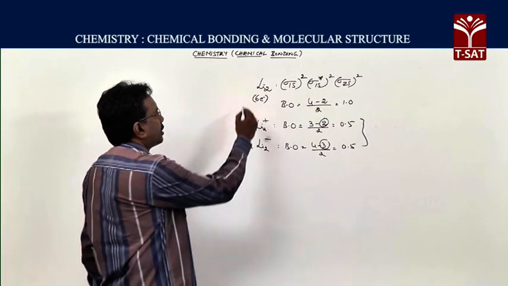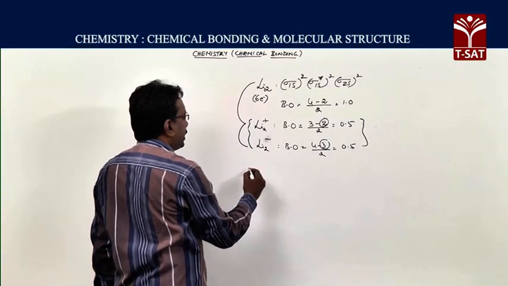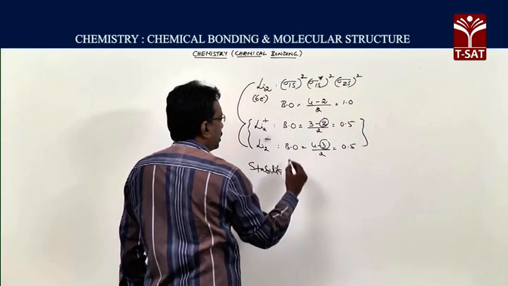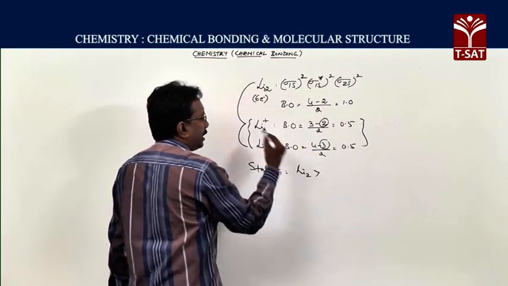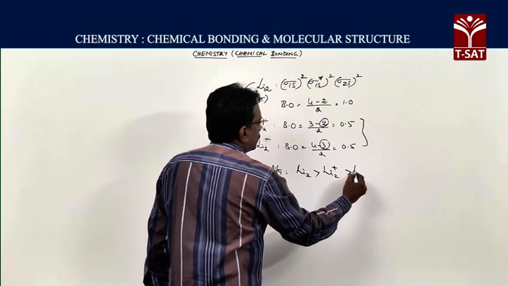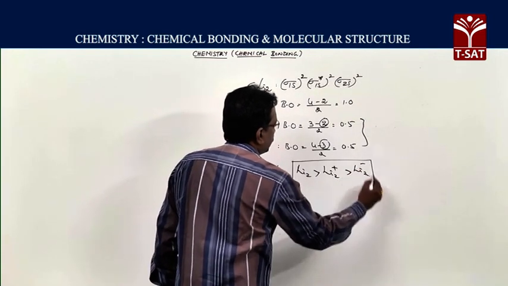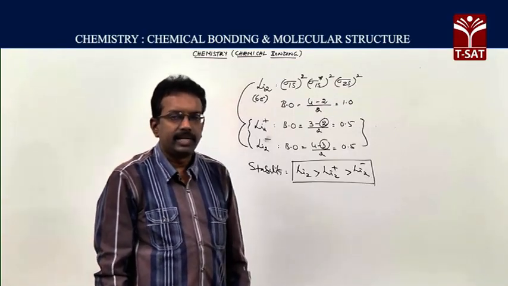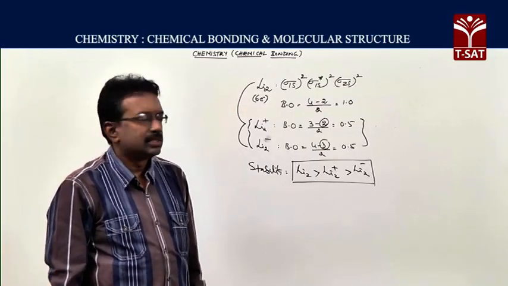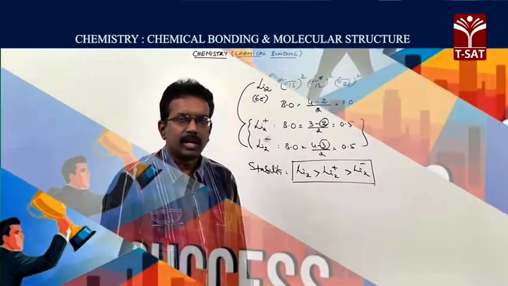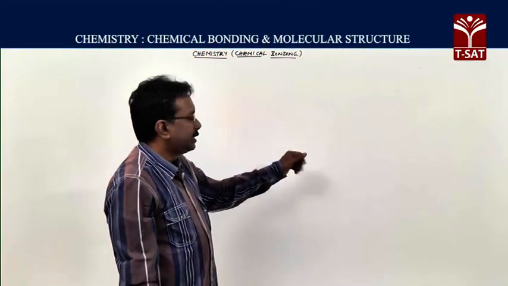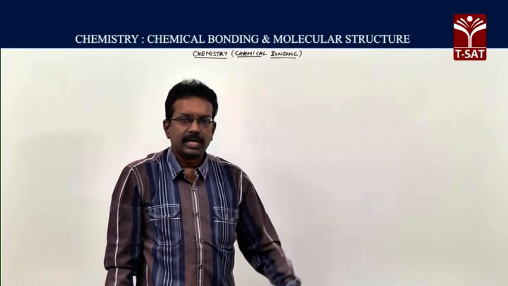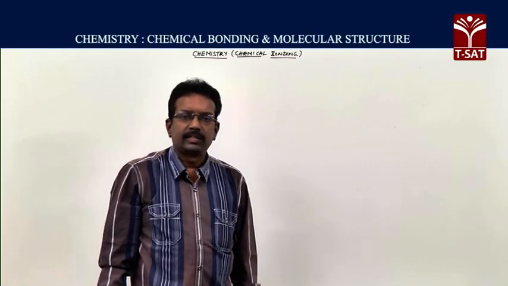That is why if you compare Li2, Li2 plus and Li2 minus, what is the correct order of stability? Li2 has the highest bond order, so it is more stable. Next one is Li2 plus, next one is Li2 minus. That means if species have same bond order, then compare their stabilities by using the number of electrons present in the antibonding molecular orbital.